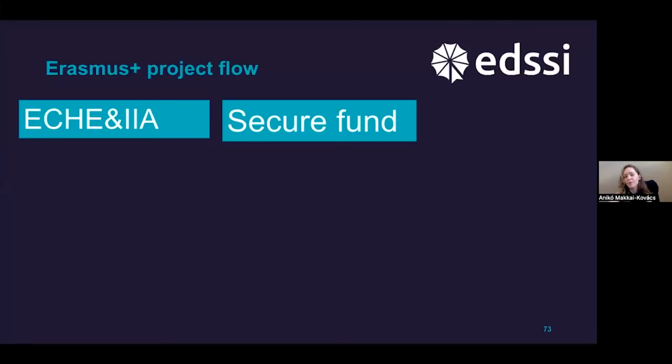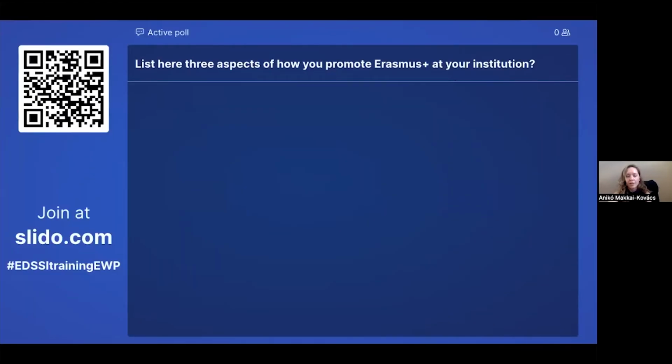So the second step is going to be to secure the funds, right? So you have the ECHE, you have the institutional agreements, but then every year you have to make sure that you have the funds to realize the Erasmus program. The third part is going to be something that is related to this question.